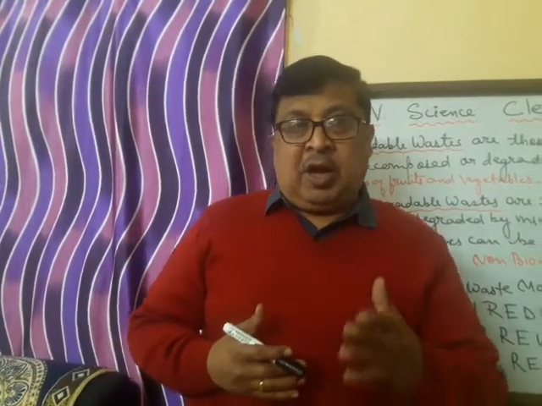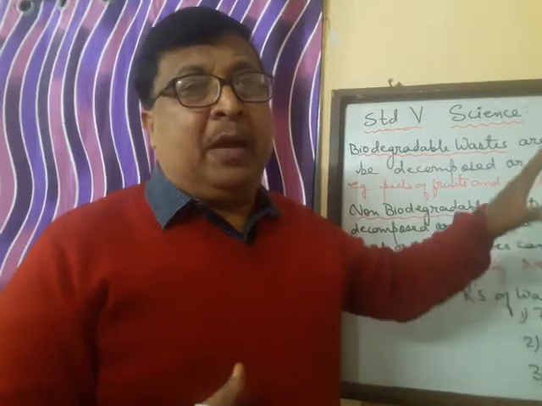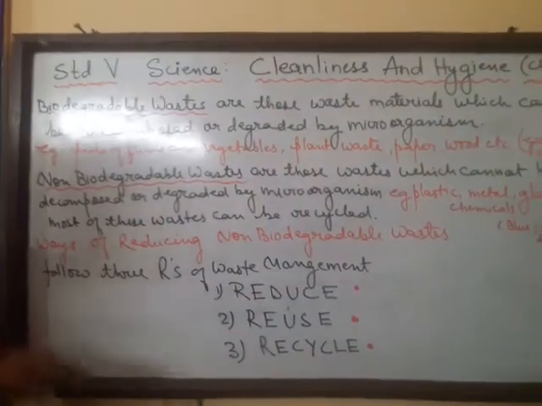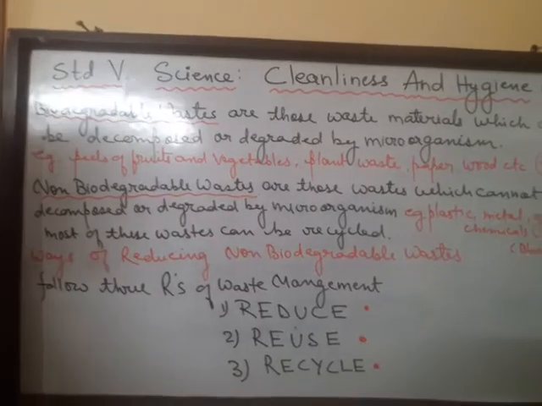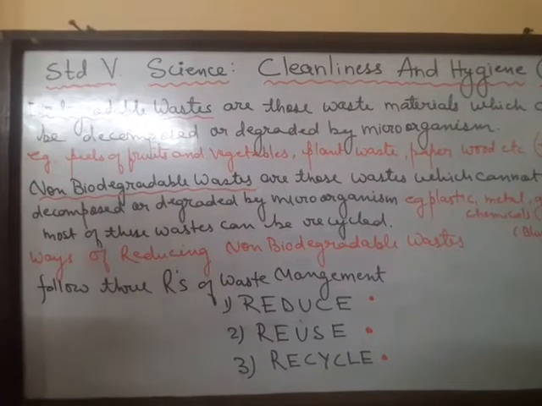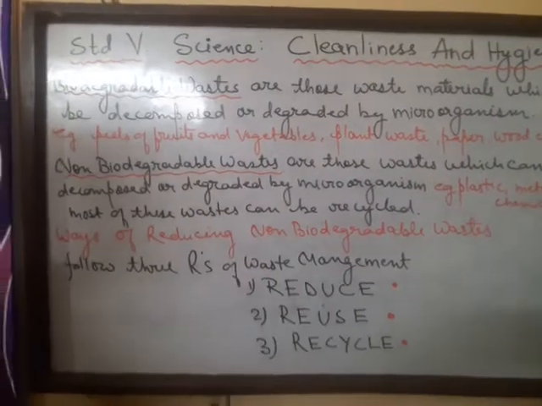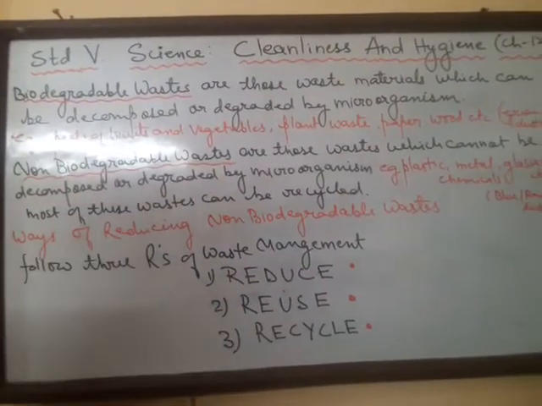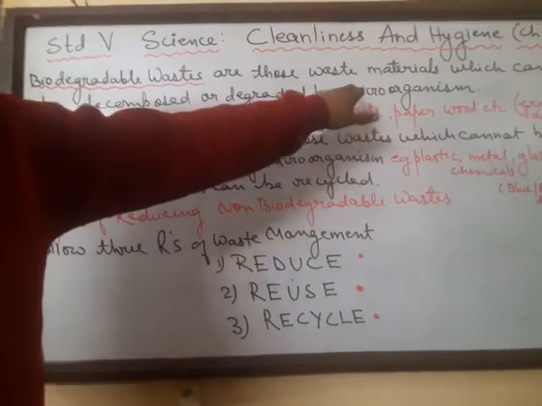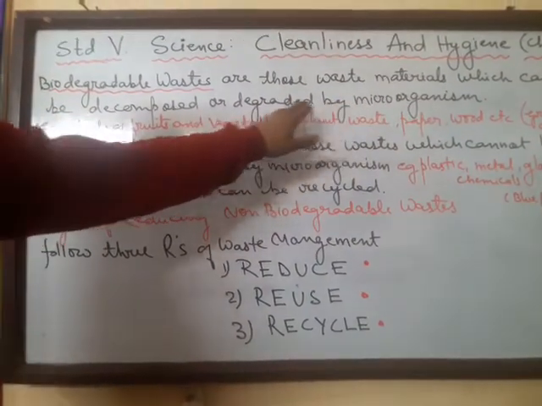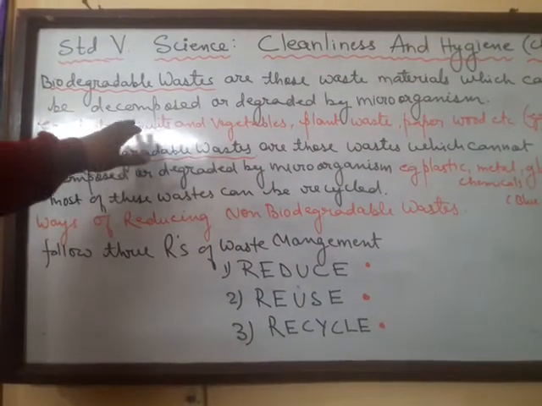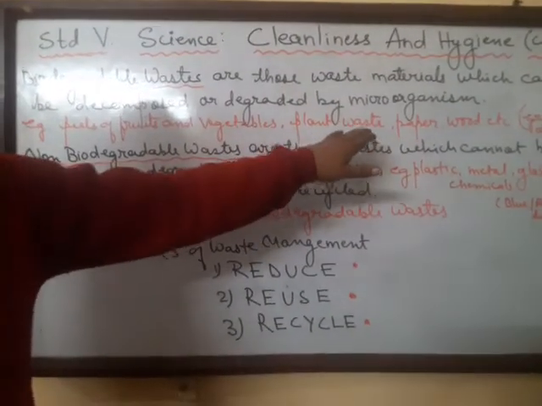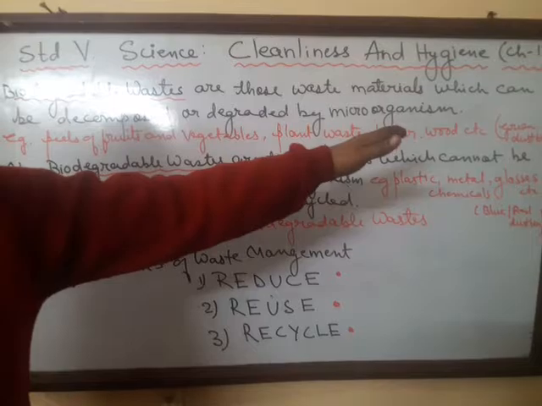Now I have just written the definitions of biodegradable and non-biodegradable waste on the board. Let's see. Biodegradable wastes are those waste materials which can be decomposed or degraded by the action of microorganisms. These microorganisms generally are bacteria. Examples are peels of fruits, vegetables, plant waste, paper waste and wood.